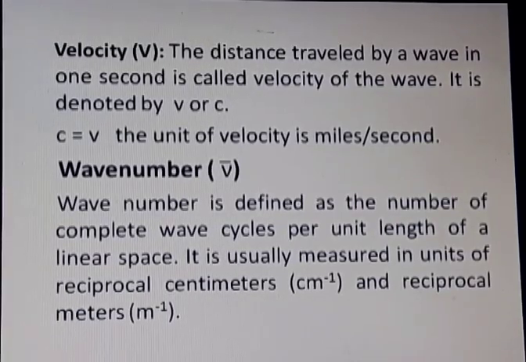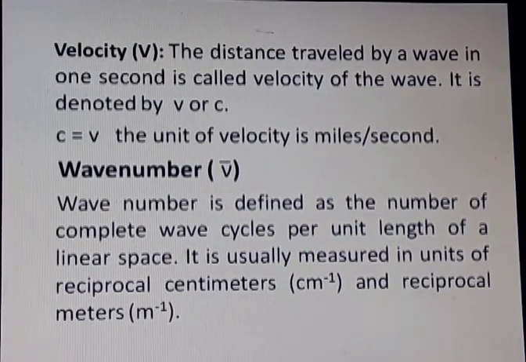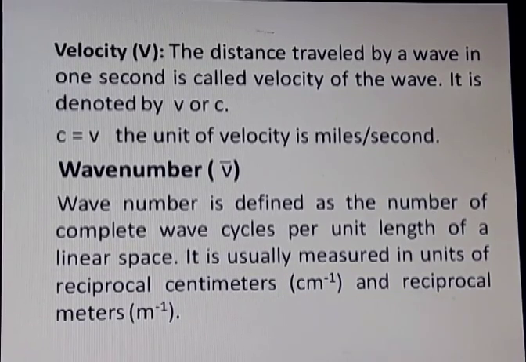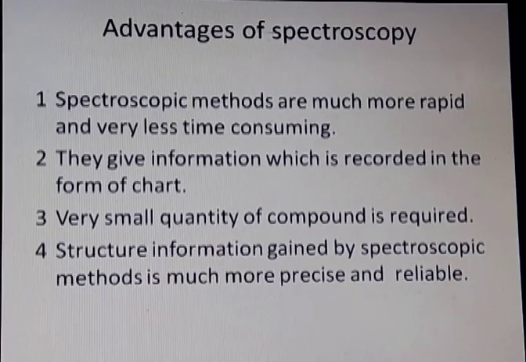Velocity, the distance traveled by a wave in 1 second is called velocity of wave and it is denoted by V or C. Wave number, it is defined as the number of complete wave cycle per unit of a linear space. It is usually measured in unit of reciprocal centimeter and reciprocal meter.